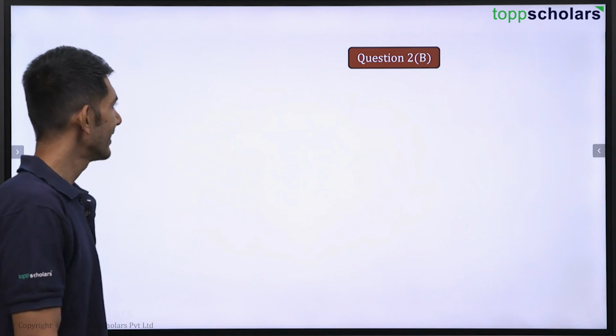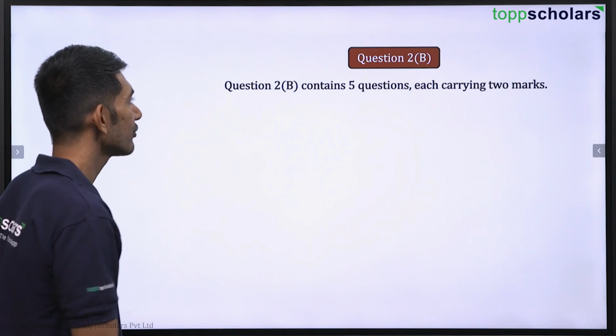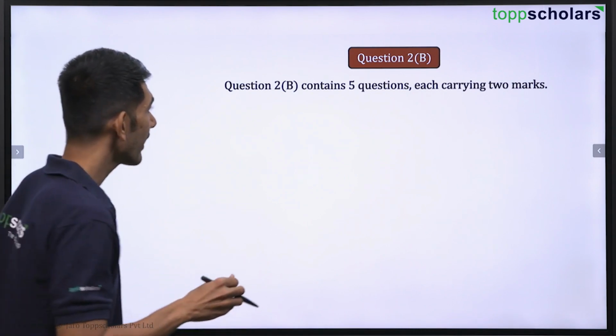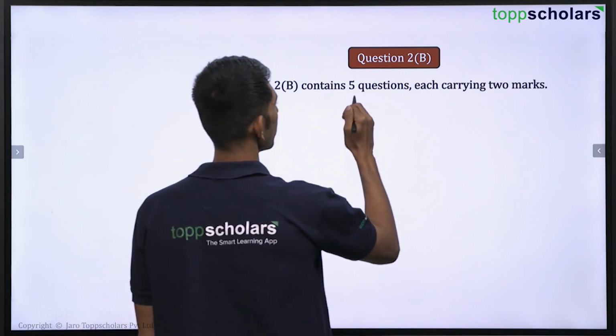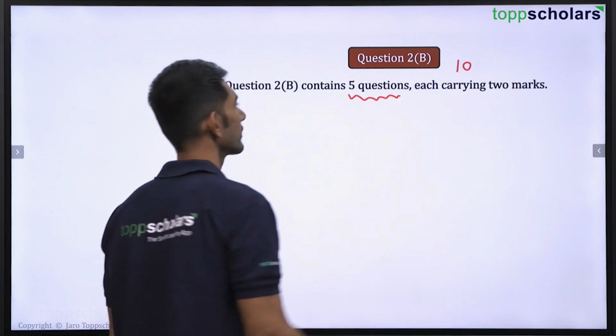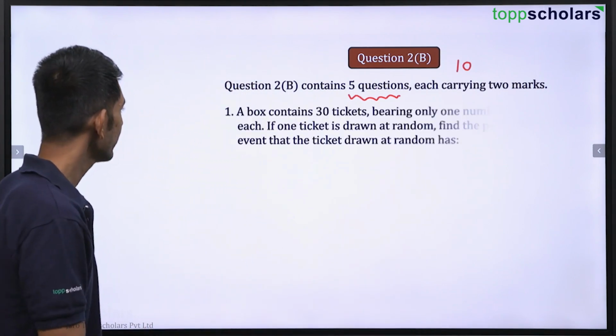Easy. Okay. Now let's tackle question 2b, which contains 2 marks. But these are important because there are 5 questions here. That means the weightage of this particular section, question 2b, is 10 marks. Clear? Okay. Let us see the question.